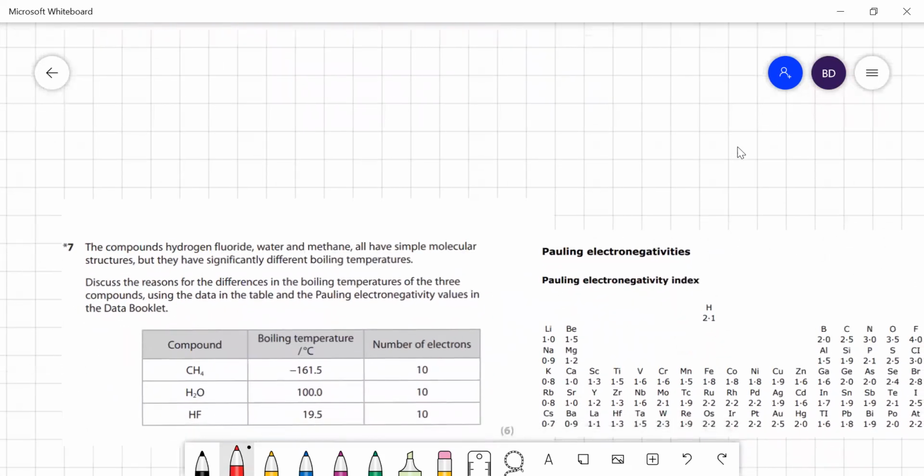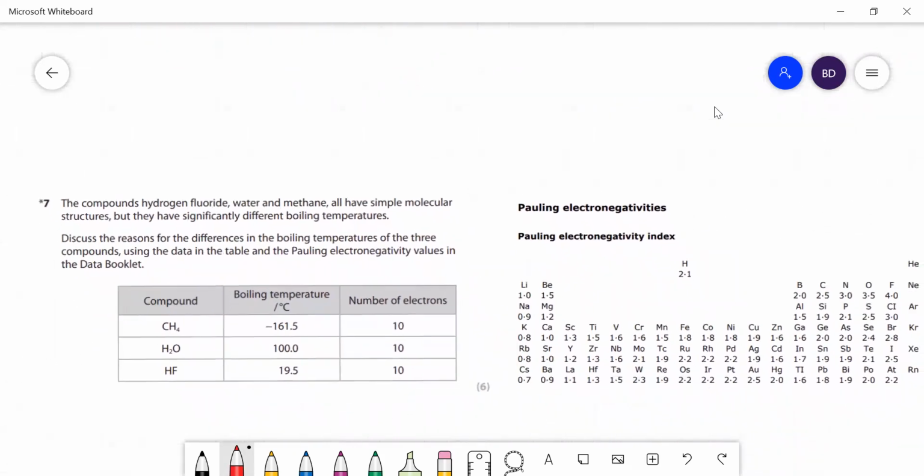Okay, the compounds hydrogen fluoride, water, and methane all have simple molecular structures but different boiling temperatures. Discuss the reasons for the differences in the boiling temperatures. This is a big question, a 6 marker, using the data in the table and the Pauling electronegativity values in the data booklet. So I've copied that in here.